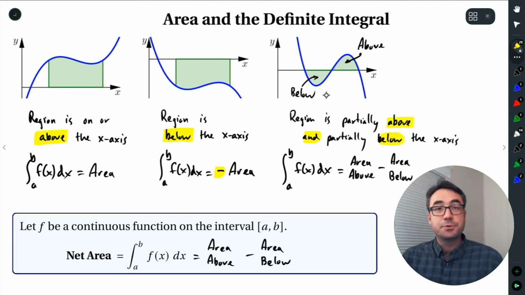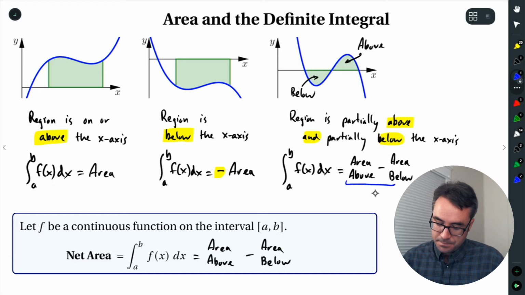So this is the most general of cases. If the region is fully above, then our definite integral is just the area. If our region is fully below, then the definite integral is just the negative of the area. And if parts of our region are above and parts of our region are below, then when we do this definite integral, we get the area for the section that's above minus the area for the section that's below, and we call this the net area.